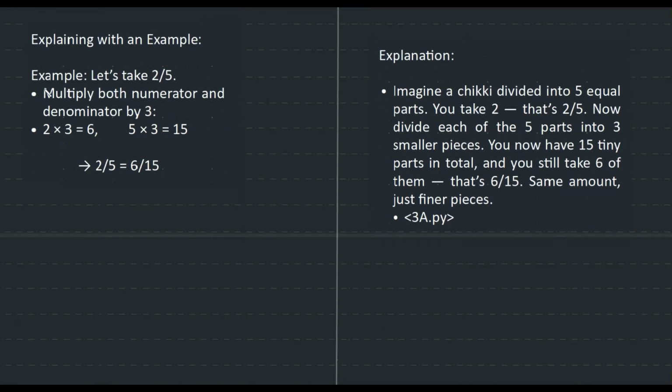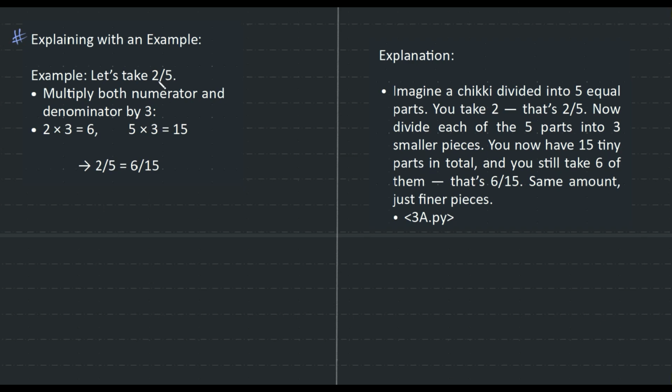Okay, let's take up an example. So we have 2 by 5. I'm going to multiply both the numerator and denominator with 3. Why should we multiply with 3? It can be even 4 also, it can be 5 also. It depends on the scenario. That scenario you will understand in the next section.